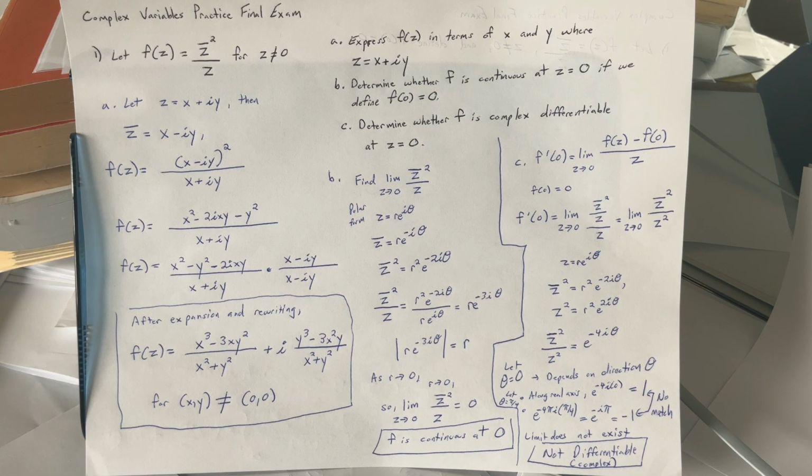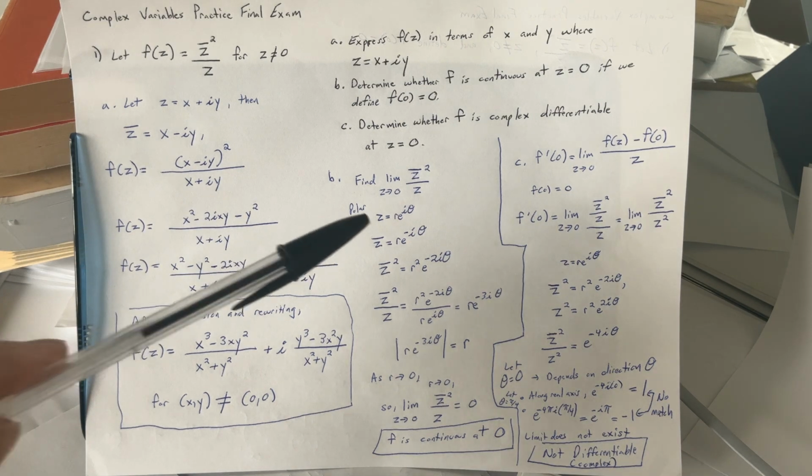plus y cubed minus 3x squared y over x squared plus y squared. Okay, so moving into letter B, determine whether f is continuous at z equals 0 if we define f of 0 equals 0. Okay, well here, we're going to find the limit as z approaches 0 of z bar squared over z.